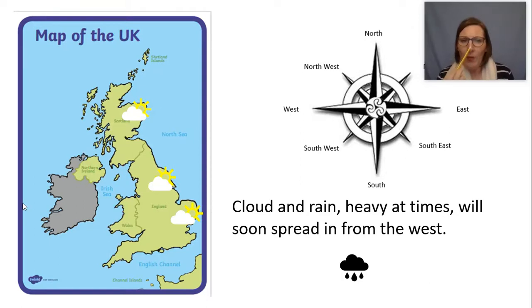Now then, cloud and rain, heavy at times, will soon spread from the west. So where will this come from? Using this symbol here that I've put at the bottom, where would you draw that symbol if we've got cloud and rain, heavy at times, spreading from the west? Where would that go? Can you put that on your map now? Pause the video if you need to.